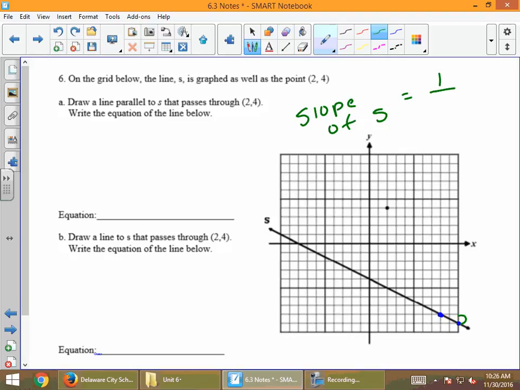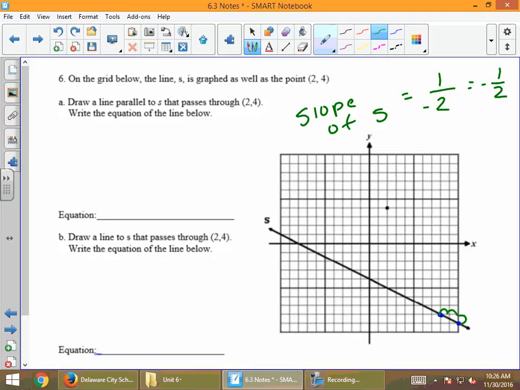We went up 1, and how far did we go over? 2, but we went to the left, so it's going to be negative. And you can rewrite that as just negative 1/2. You can leave the 2 in the bottom negative, it's not the end of the world. So that's the slope of S.